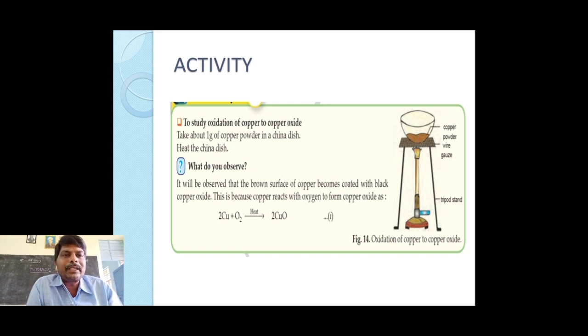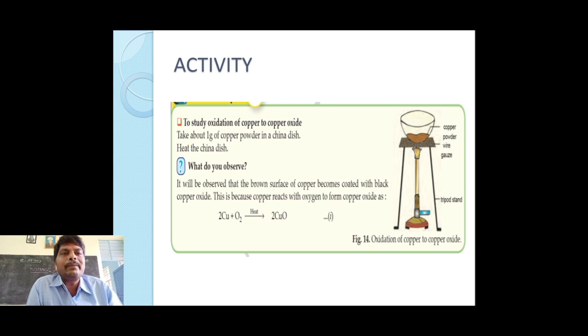So, what do you observe after heating? It will be observed that the brown surface of copper becomes coated with black copper oxide. This is very important. You know copper color is brown. After heating it becomes black copper oxide. Copper formula is Cu. After heating in air, plus O2 gives CuO, copper oxide. 2Cu plus O2 gives 2CuO.